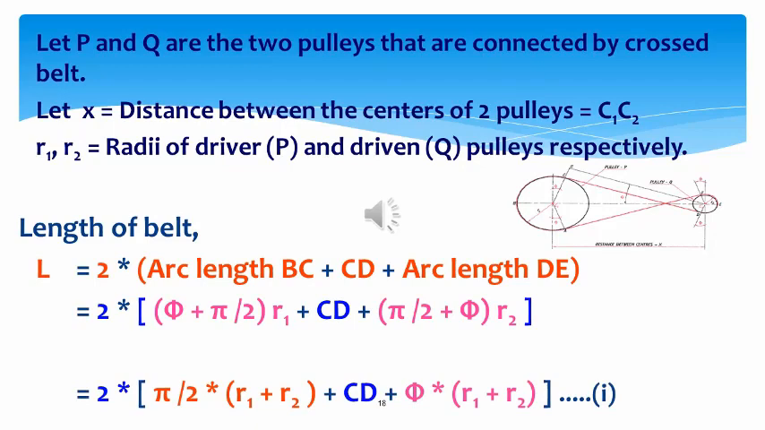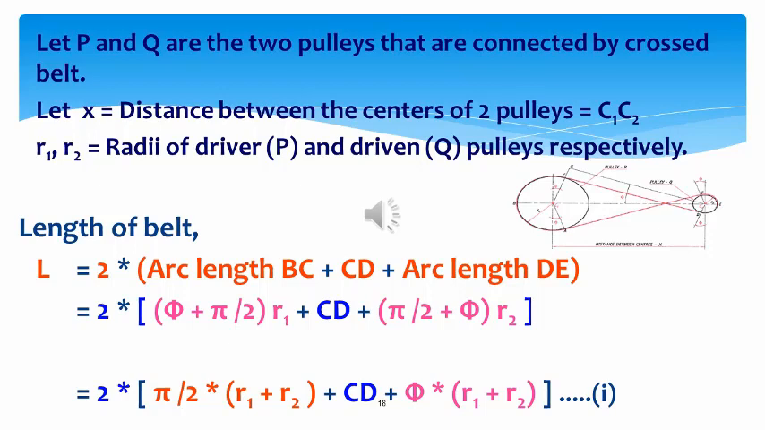So let P and Q be the two pulleys that are connected by crossed belt drive. Let X be equal to the distance between the centers of two pulleys C1 and C2. Let R1 and R2 be the radius of the driver pulley P and the driven pulley Q respectively.